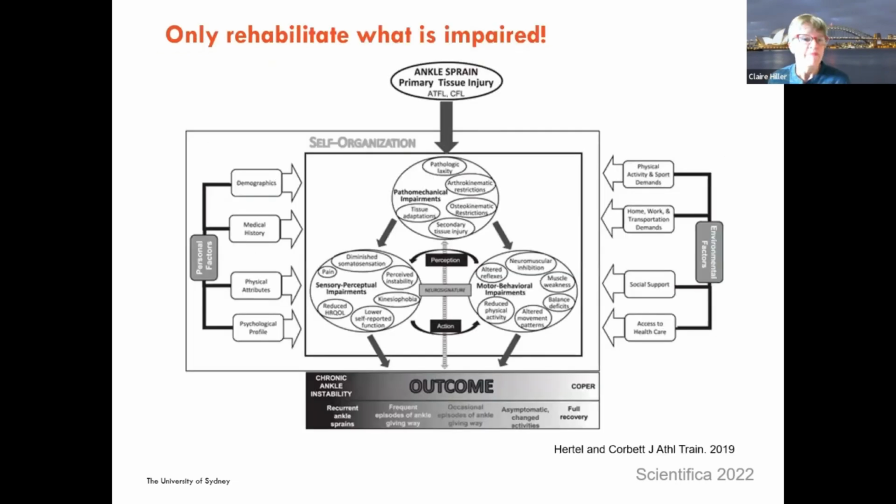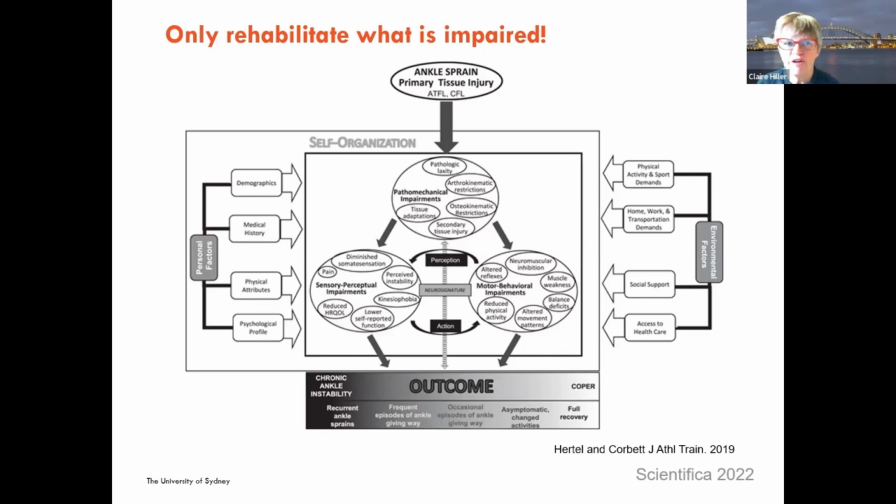Okay, so the most important thing I want to say is that you should only rehabilitate what is impaired. It's so easy, particularly with ankle sprains, that we get this little formula of treatment going on, and we treat everything, and then off we go, and we haven't actually addressed the patient's problem.